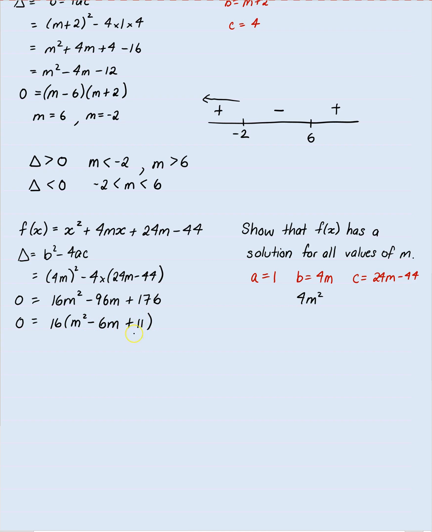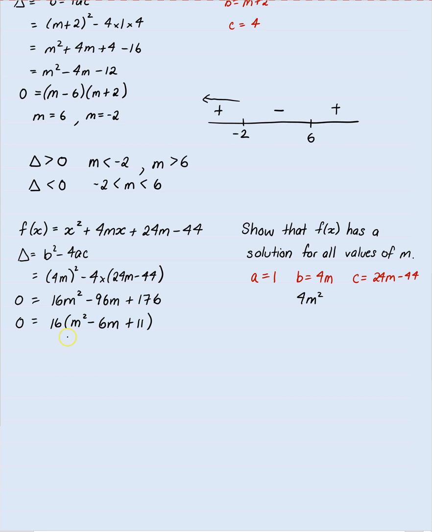But what two numbers times together give me positive 11, but add up to be minus 6? I can't think of any clearly, because 11's a prime number. So I could go to my calculator and try and use the quadratic formula, and what you would find is it says error, no solutions, or imaginary solutions.